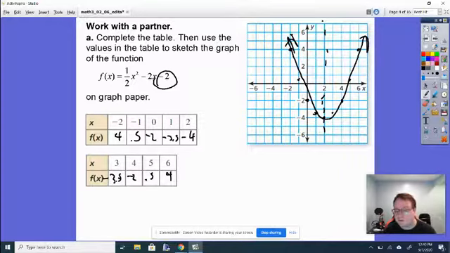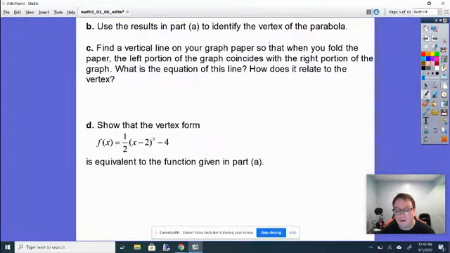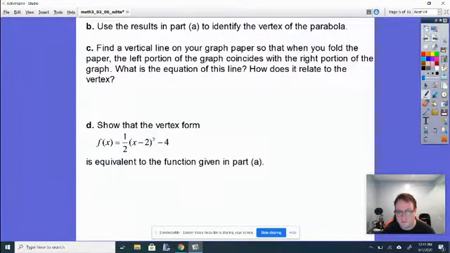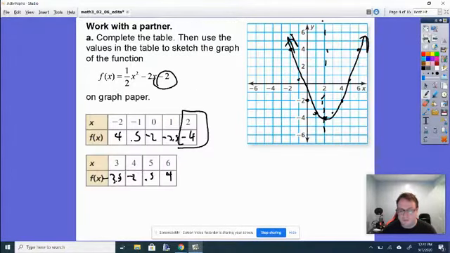Okay, so again, please make sure you're using Desmos. Use your tools, let it do the work for you. Okay, use the results to identify the vertex. So going back, the vertex is right here. Find the vertical line. Well, remember, that's our line of symmetry. So my vertex is 2, negative 4. So then my vertical line is x equals 2.